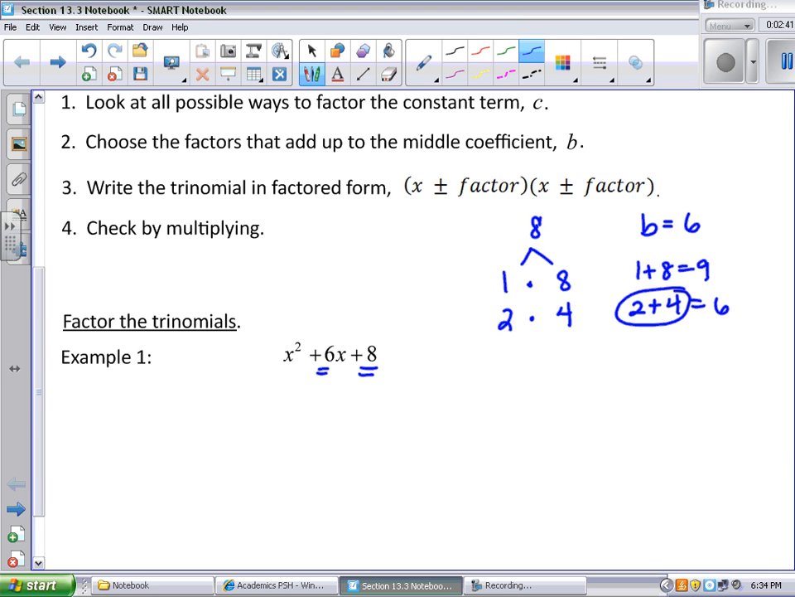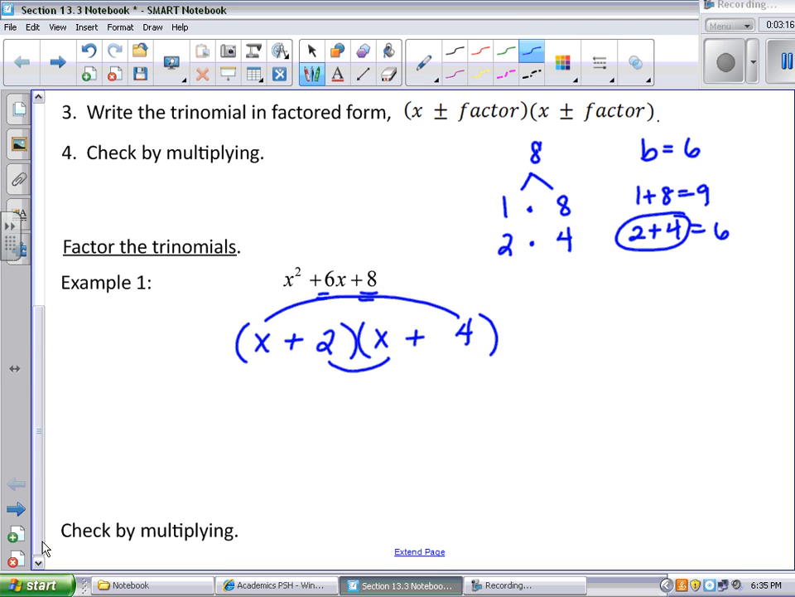And step 3 says write the polynomial in factored form as x plus or minus a factor times x plus or minus a factor. Our first term, x times x, gives us x squared. And when we multiply 2 times 4, we're going to get that last term, the 8. And if we think about where the middle coefficient comes from, it comes from the outer and the inner terms added together, which here would be 4x plus 2x is 6x. So we know we have the factors correct.